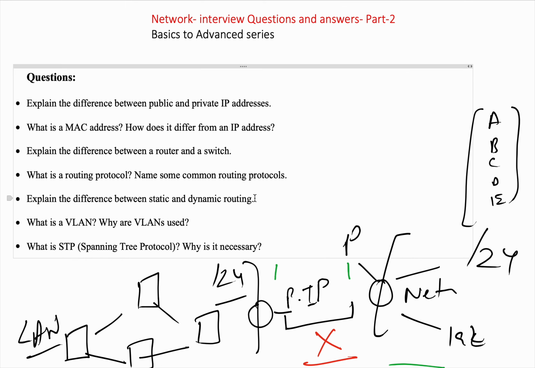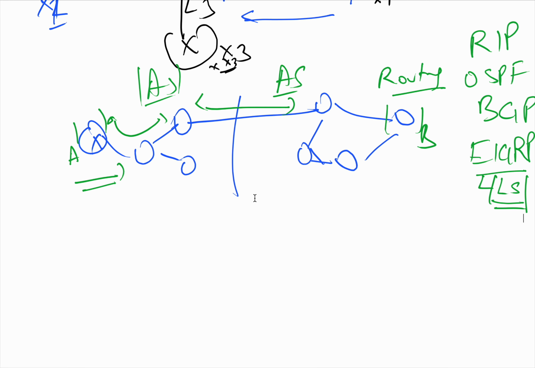What is the difference between static and dynamic routing? Static routing is basically when network administrators manually configure routes in the routing table on the router. So you can say that network administrators manually configure routes on the table.